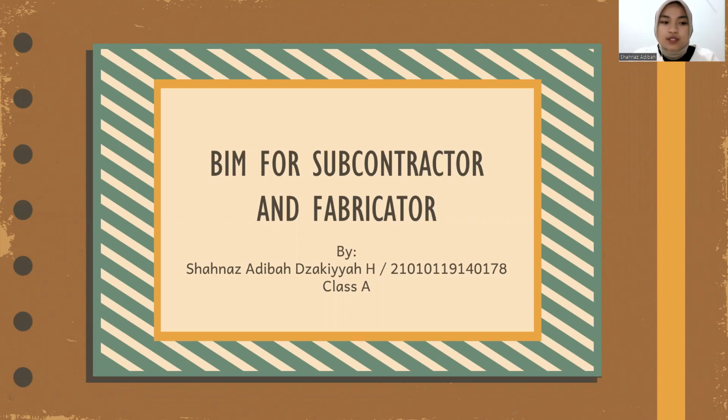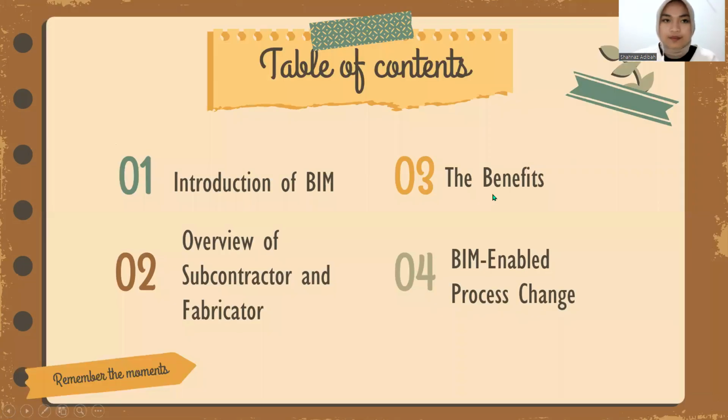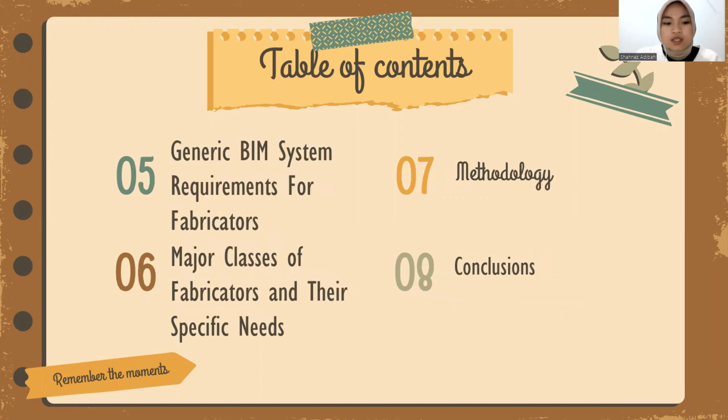So today I would like to present you my presentation about BIM for subcontractor and fabricator. This presentation consists of eight sections. The first is introduction of BIM. The second is overview of subcontractor and fabricator. Third, the benefits. Fourth, BIM-enabled process change. Fifth, generic BIM system requirements for fabricators. Six, major classes of fabricators and their specific needs. Seven, methodology. And last is conclusion.